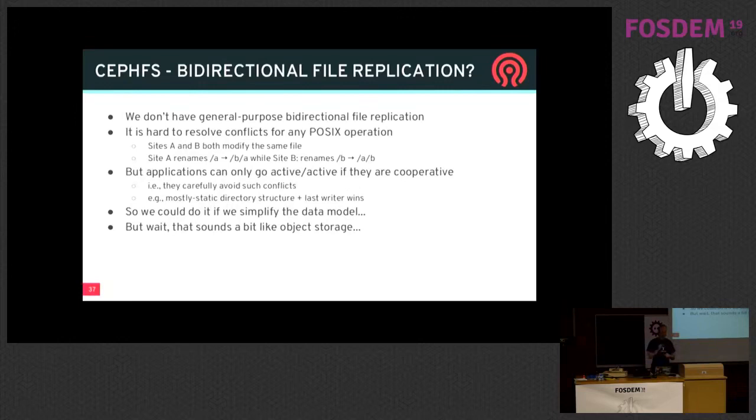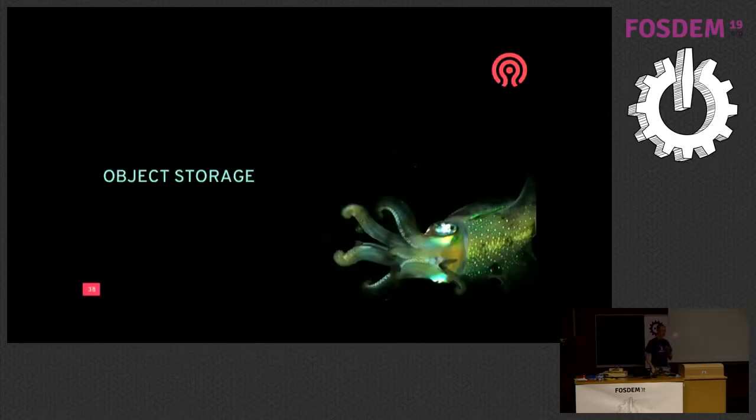But I think the thing to realize is as soon as you start to simplify the set of POSIX operations that you use, it starts to sound less like file storage and more like object storage. And so it begs the question of maybe that application shouldn't really be using the file layer to get this sort of magic multi-directional replication. Maybe you should just be rewriting your application to use object directly. So let's talk about object storage and a little about why that might make sense.